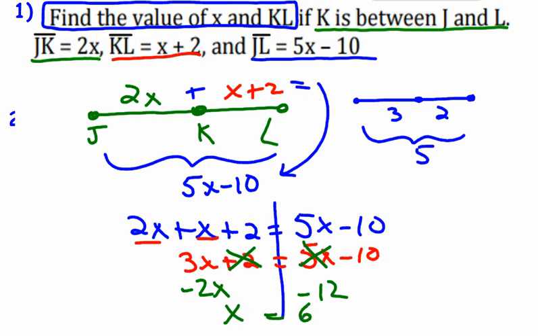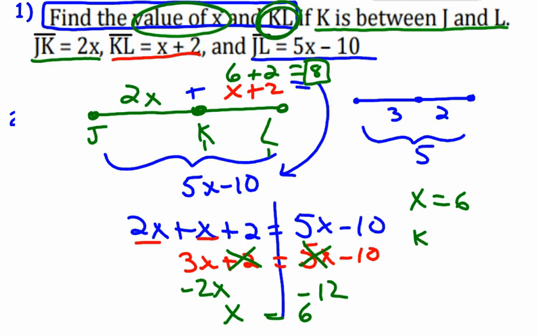So I have done the first part of my problem. I have found x, but I still need to find KL. So KL is from here to here, so I'm going to take my value of x, which is 6, and add 2 to that, and that gives me 8. So I have x equals 6, KL equals 8.